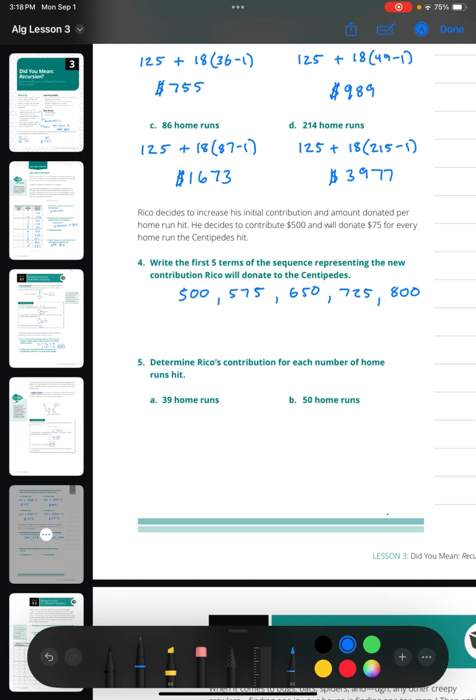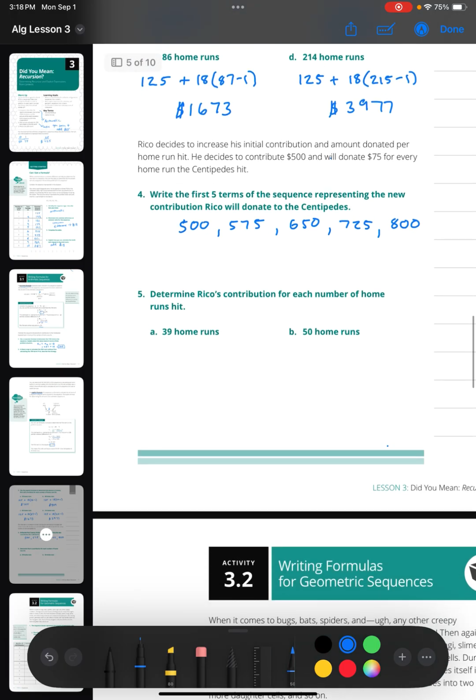So if we want to determine now based on these next two, I'm going to do A, and then again would be a good time to pause after A, and you try B. So 39 home runs, his initial was 500, plus his donation now, our common difference is 75. And again, 39 home runs would be the 40th number in the sequence. So 40 minus 1, times the term number in front of it. And if you were to calculate that, we are going to get 3,425.